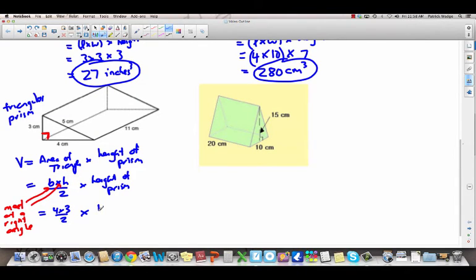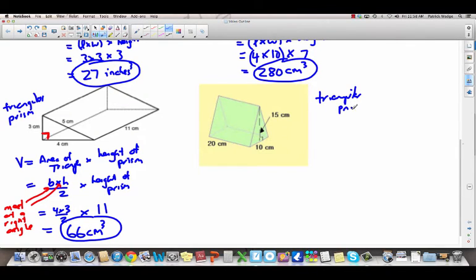Hope that makes sense. So 4 times 3 is 12, divided by 2 is 6, times 11 is 66 centimeters cubed. This one's also a triangular prism. It's a little bit different though. The last one had a right triangle on the bottom there. This one doesn't have a right triangle for its base.